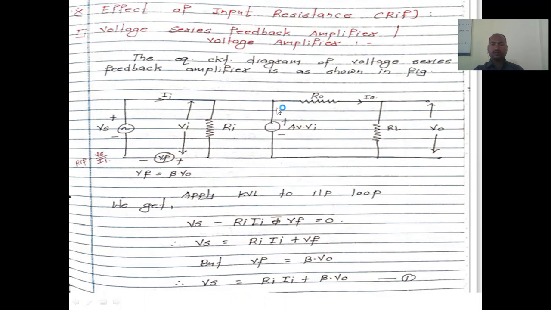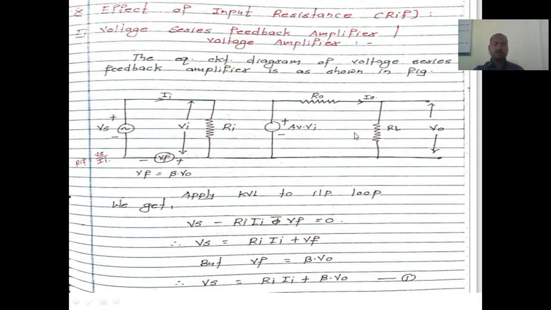This has some impedance with respect to the output, called Ro or R0. So Ri is the input impedance and R0 is the output impedance. The current flowing through the output is called I0, and it flows through the load resistance RL. That generates the output voltage, called V0.